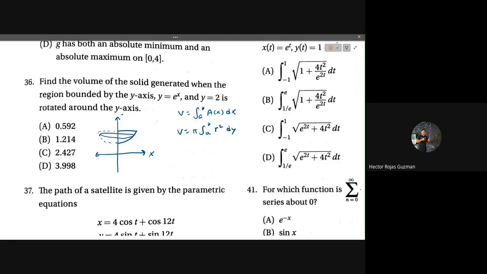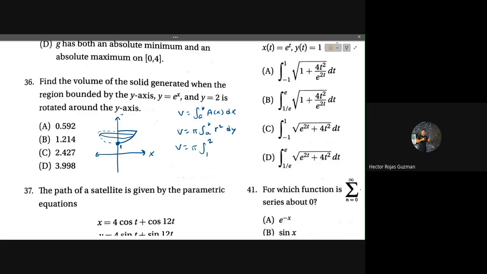But I wrote dx just to keep it general, but in reality we're doing dy. We're revolving with respect to the y-axis, so we have to differentiate with respect to y. A is my minimum, which in this case would be 1. I don't know if you guys know, but e to the x crosses the y-axis at 1. And the maximum is 2 because they told us.